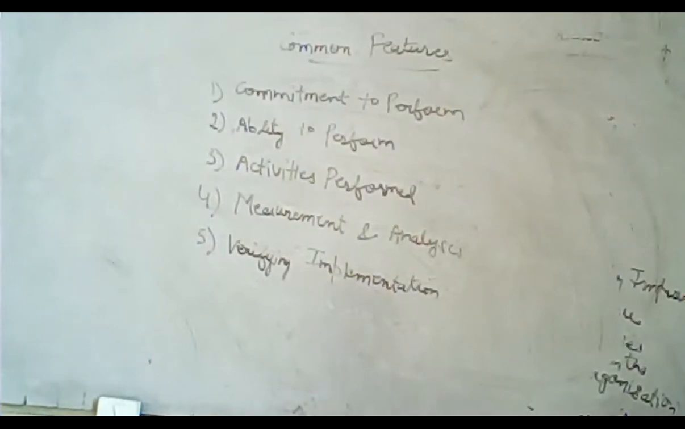So the CMM model is a technique to improve the software process. It is basically to improve the software process. In the capability maturity model, the reliability is also maintained, but testing the software is not there. So, improve the software process.